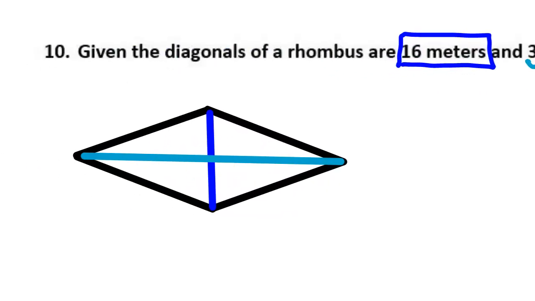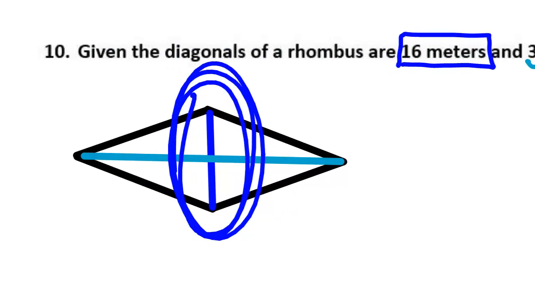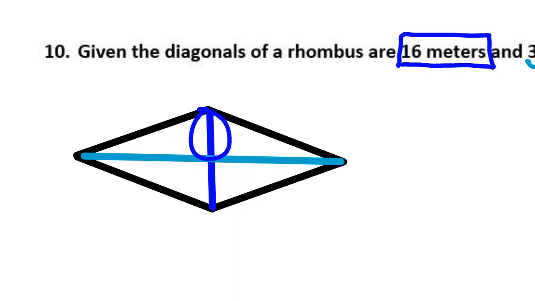It tells me that the shorter diagonal is 16 meters, and the longer diagonal is 30 meters. Let's look at this shorter diagonal. This whole thing right here is 16 meters long. How big would each segment of it be? Yes. 8, absolutely correct. These are congruent to each other. And so each section would be 8, because 8 plus 8 gives me 16.